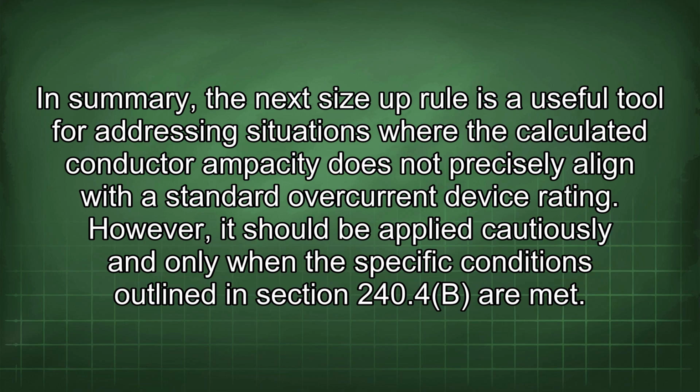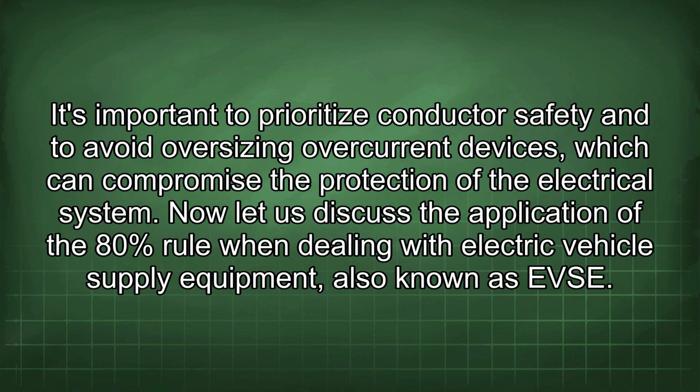In summary, the next size up rule is a useful tool for addressing situations where the calculated conductor ampacity does not precisely align with the standard overcurrent device rating. However, it should be applied cautiously and only when the specific conditions outlined in section 240.4(B) are met. It's important to prioritize conductor safety and to avoid oversizing overcurrent devices, which can compromise the protection of the electrical system.